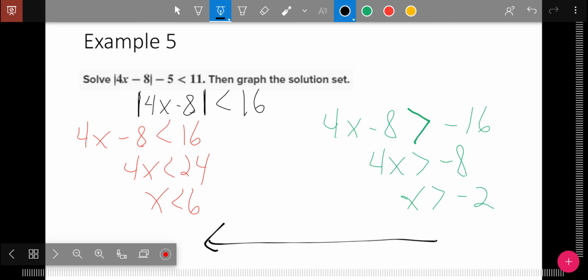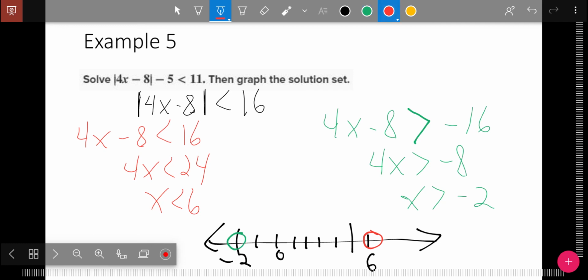So I know my number line has to go from negative 2, 1, 0, 1, 2, 3, 4, 5, 6, all the way to 6. I know those are my answers, so the number line has to include those. Open or closed circles? Well, they're both just greater than or less than signs, no or equal to. And so they're both open circles. So over here at 6, open circle. And then over here at negative 2, open circle.